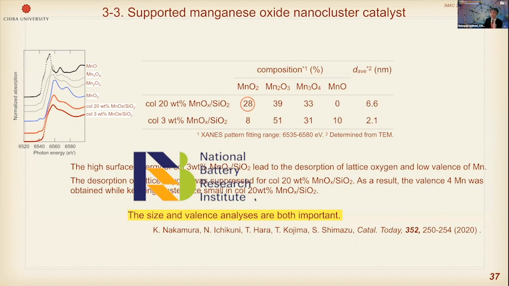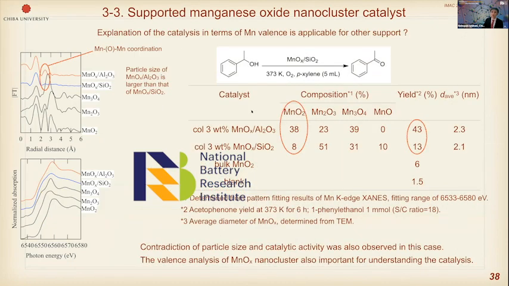So can this be applied to other cases? Is manganese valence applicable to other supports? We checked. Can it only be done with silica? No. The answer is yes, it is applicable to other supports. We tried to use not silica, but also alumina. This was the 3% case on silica and alumina, and the colloid-derived catalyst was prepared, and the yield was different.